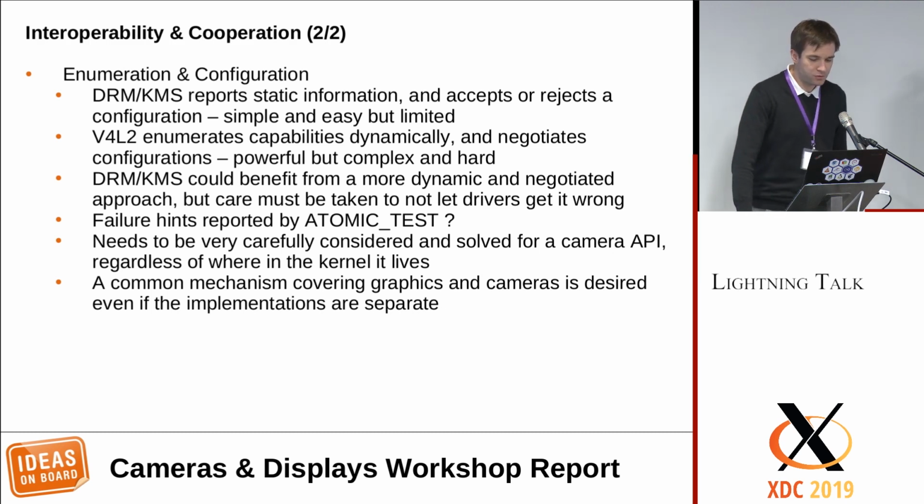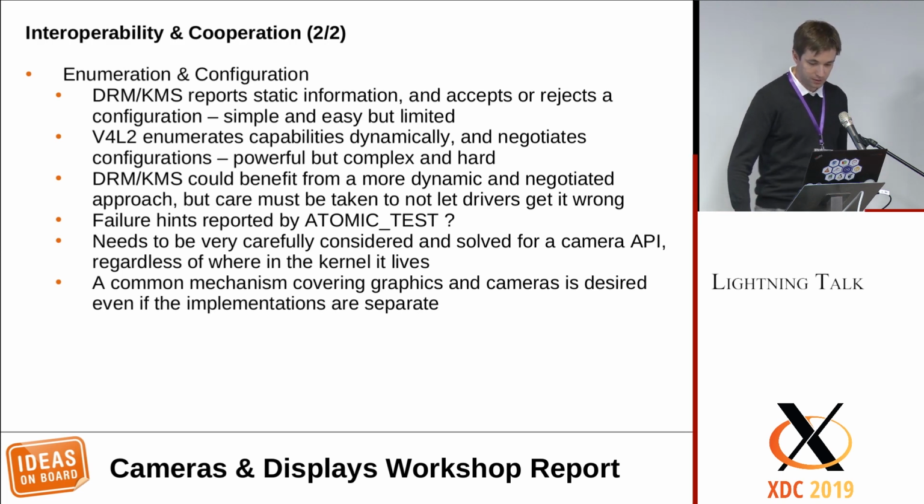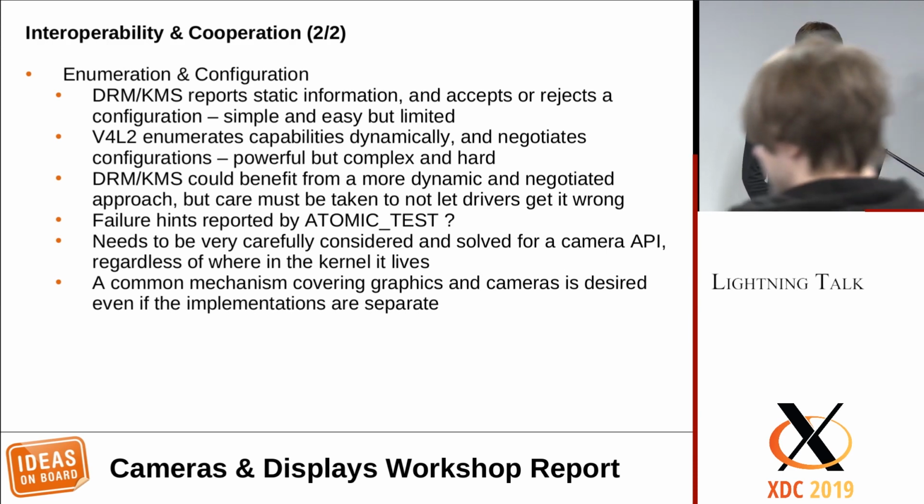So DRM KMS could benefit from a more dynamic and negotiated approach, but Daniel Vetter mentioned that he's a bit worried that it would open the door to doing lots of dirty stuff in the drivers, and that we need to make sure that they won't get it wrong. So one possible solution would be to report some kind of failure hints when you do an atomic test, to at least flag the parameters that were wrong and not possible to support with the others. That will need to be very carefully considered and solved for cameras in general.